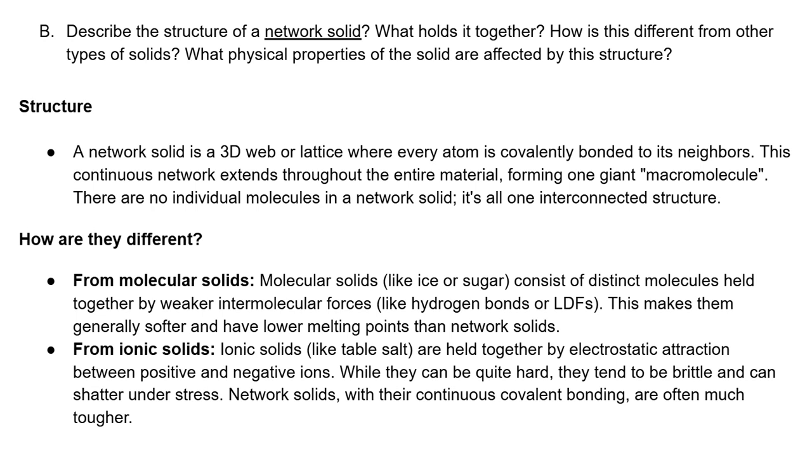Ionic solids are held together by electrostatic attraction, by Coulombic attraction between the positive and negative ions. They are generally very hard, however, they can break easily, and that has to do with the fact that the positive and negative ions will repel each other if the crystal lattice shifts even a little bit. Network solids, however, have continuous covalent bonds, and so they also have very, very high melting points, in general, even higher than ionic compounds, but they can be much, much harder and tougher than ionic compounds.